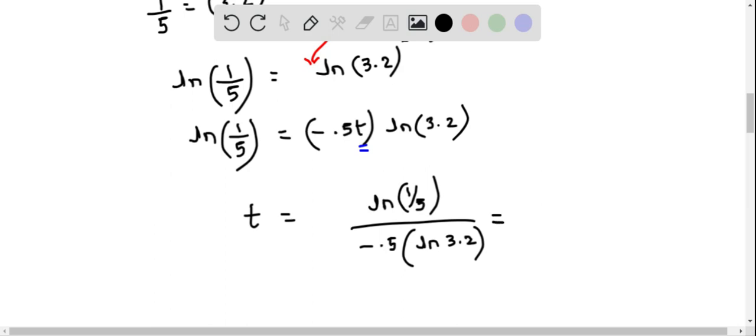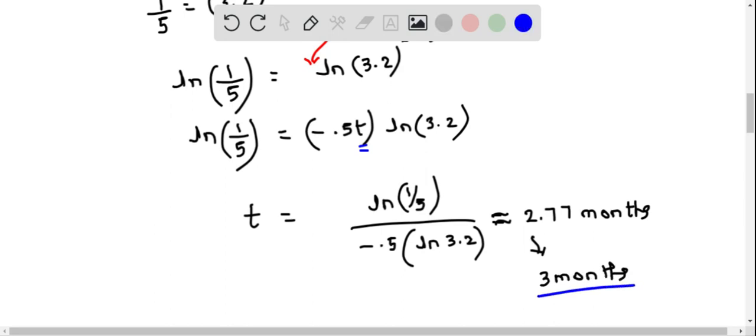We can plug this into the calculator, and when we do that, we get approximately the time as 2.77 months. So you can see that when approximated to the nearest whole month, it takes about 3 months. This can be approximated to 3 months. And so we have answered all parts of this question.